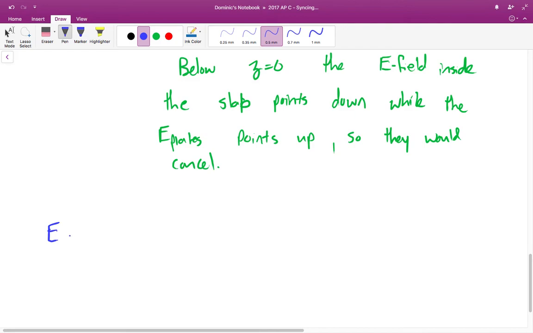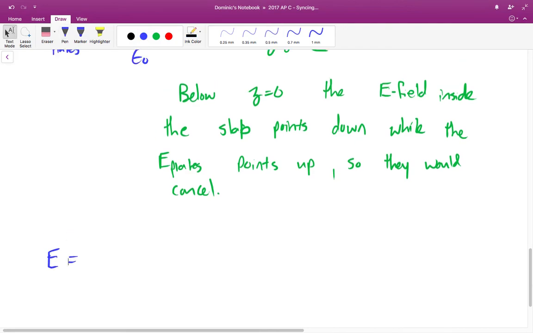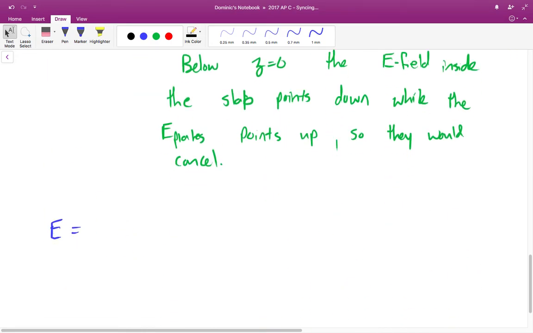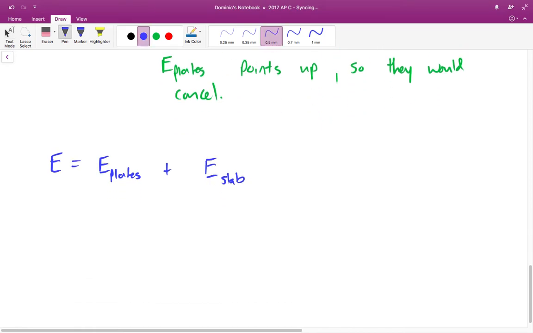so E net is going to equal, so we definitely have this electric field from the plates pointing up, and so we'll have E from the plates, and then we're going to have to add that to the electric field from the slab. Okay, and luckily we know both of these things. So E from the plates is going to be sigma over epsilon naught, and we're going to add that to the electric field from the slab.